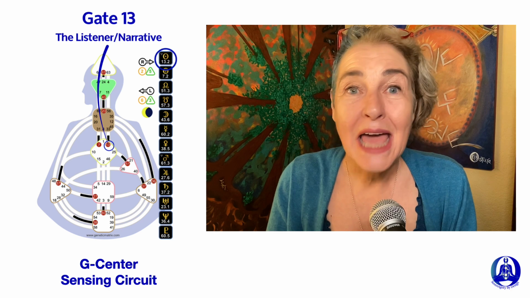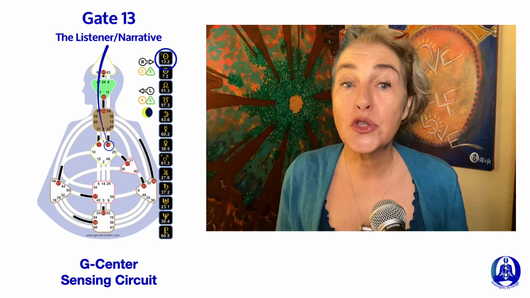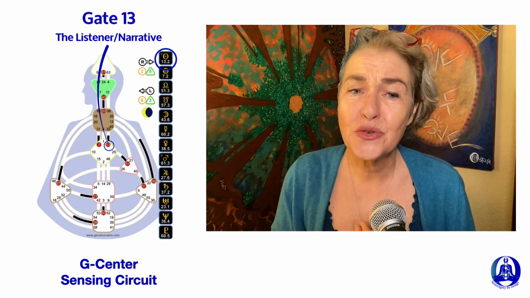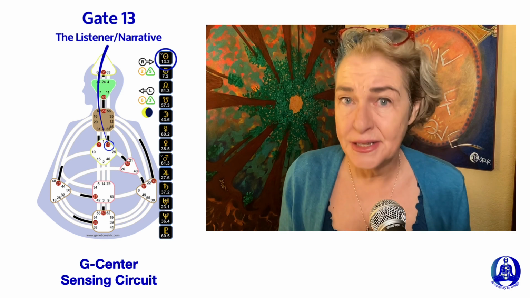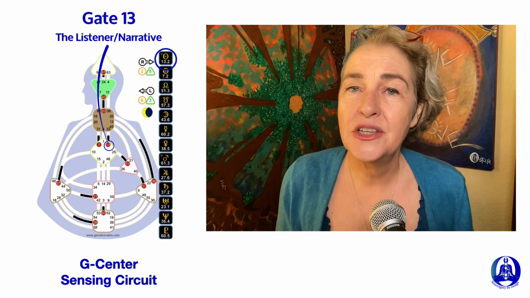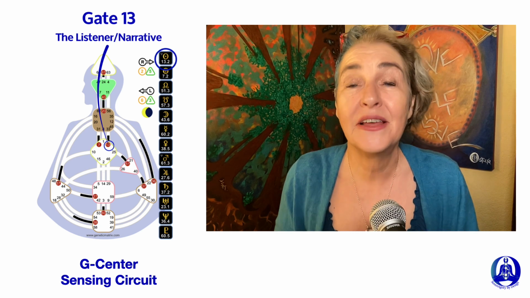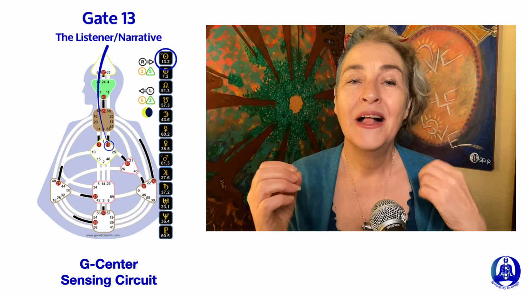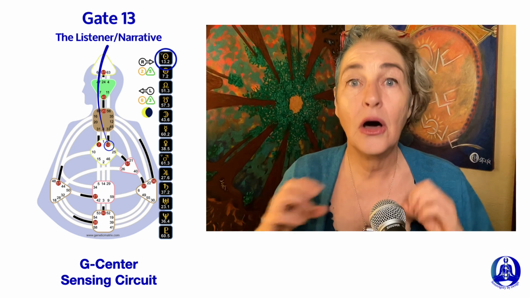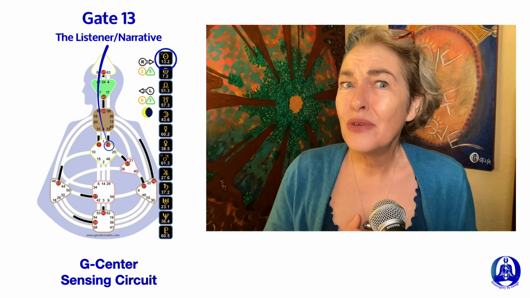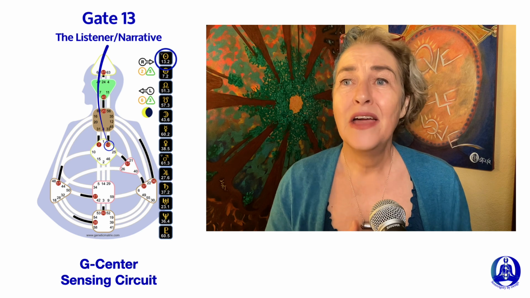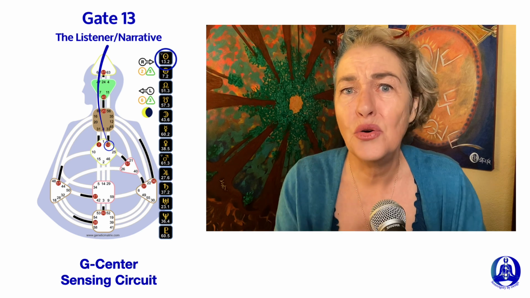You may find that you want to tell other people your story, and it could be something that's really quite personal, even though this is collective circuitry, telling our inner stories, right? And because it's on the G center, this is the center for love and lovability, identity, and direction. So the stories that come from the 13 oftentimes are really close to the heart, right? Because they come from that G center. They're close to the heart. They have to do with how we understand who we are.